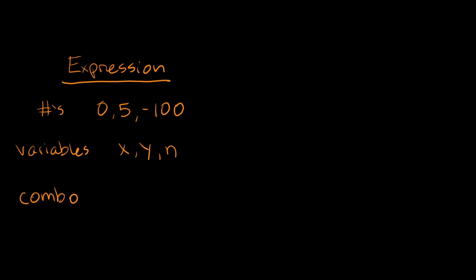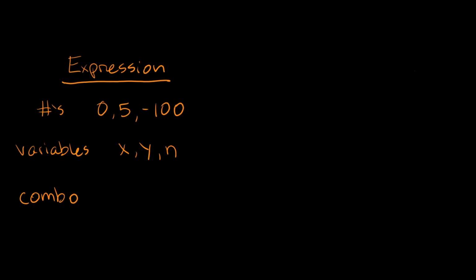Expressions are made up of either numbers, so 0, 5, negative 100, just any number, or variables. Variables, what are variables? They're just those letters, like X or Y or N or any letter. That's what a variable is. Or a combination of numbers, a combination of variables, or a combination of numbers with variables. And how do we combine these? We use operation symbols. And what are operation symbols again? Those are the plus sign, the minus sign, the division symbol, multiplication symbol.